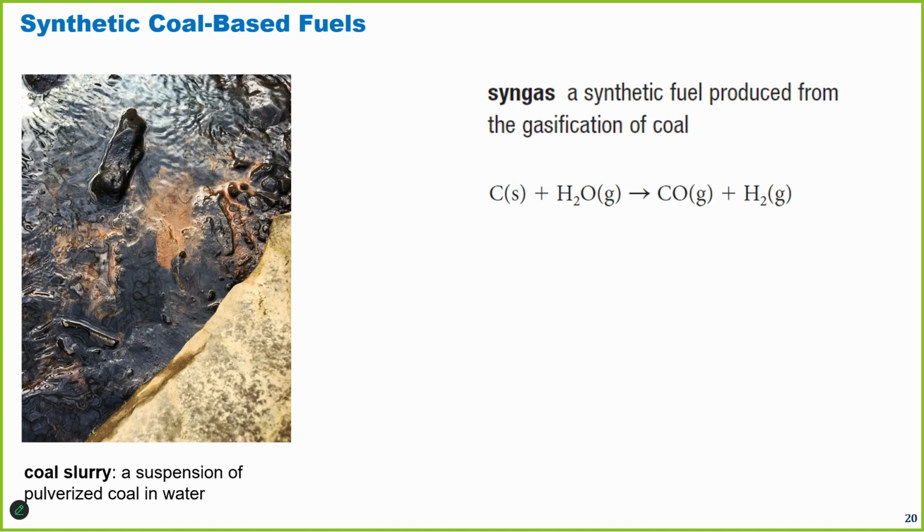The simplest artificial fuel made from coal is coal slurry, which consists of pulverized coal mixed with water. Coal slurry can directly replace petroleum-based fuels in some cases. For example, coal slurry can be used directly in an oil furnace as fuel.